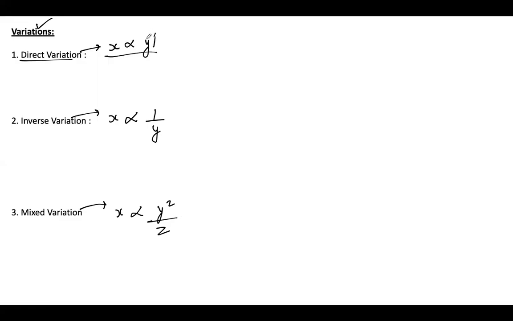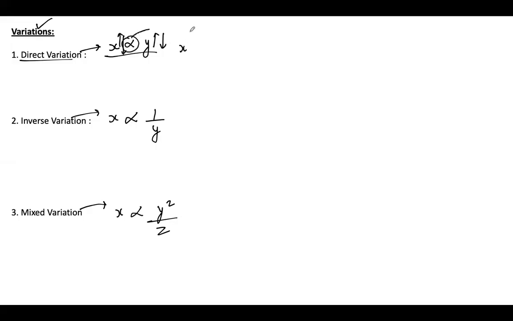So variation is also a part of ratios. Let's say direct variation. I'm talking about direct proportionality or direct proportion. If I'm saying x is directly proportional to y, what do I mean? Inverse variation, x is inversely proportional to y. And mixed variation, let's say x is proportional to y square upon z. When I say this, what does it mean? If y increases, x also increases. If y decreases, x also decreases.